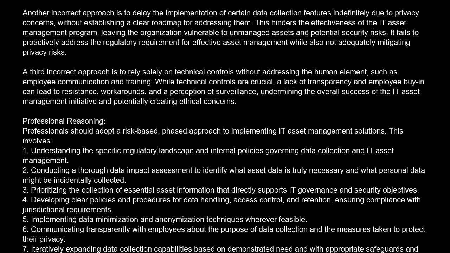4. Developing clear policies and procedures for data handling, access control, and retention, ensuring compliance with jurisdictional requirements. 5. Implementing data minimization and anonymization techniques wherever feasible. 6. Communicating transparently with employees about the purpose of data collection and the measures taken to protect their privacy. 7. Iteratively expanding data collection capabilities based on demonstrated need and with appropriate safeguards and employee consent. 8. Regularly reviewing and auditing the IT asset management processes to ensure ongoing compliance and effectiveness.